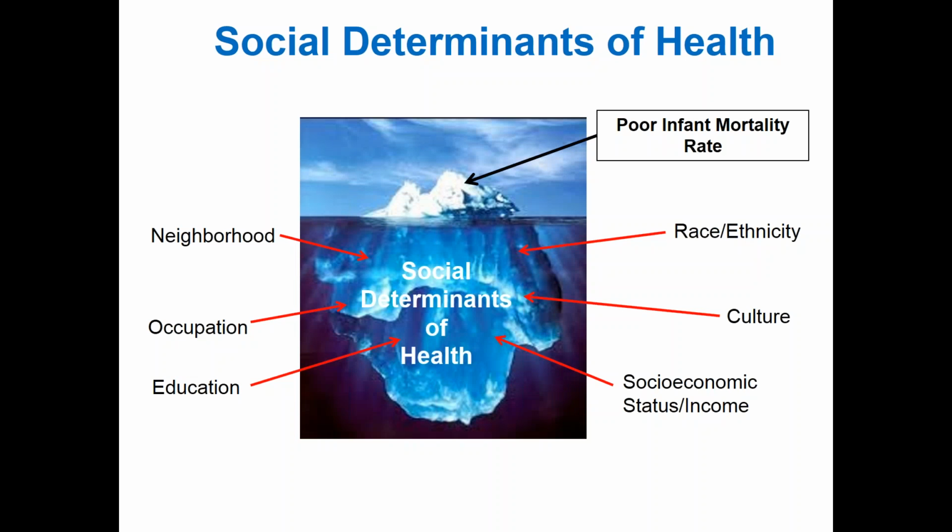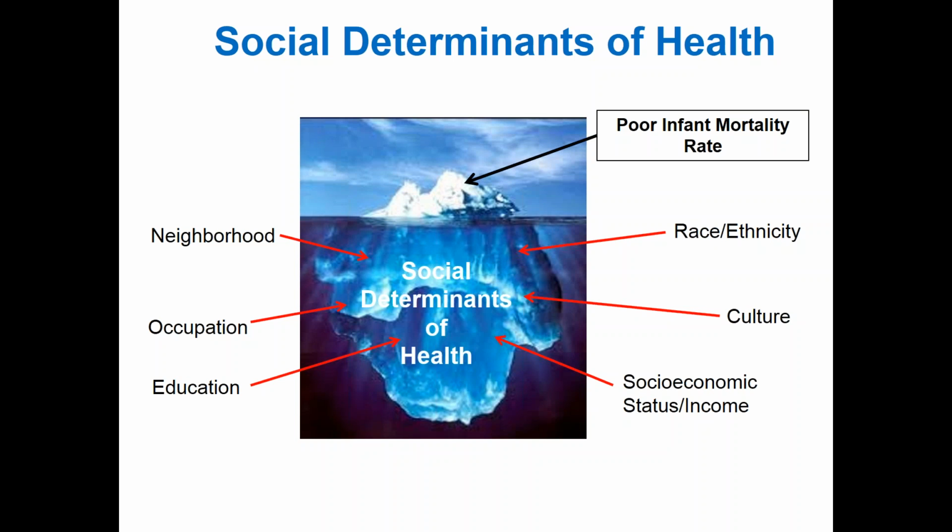And I know you're all well versed on social determinants of health, but just to again make the point, if we're trying to make a change in a clinical outcome, and I have for the example here, infant mortality rate, we may get a 20% improvement if we just focus on healthcare issues. We really have to look underneath the iceberg and look at all of the other factors that come into play.